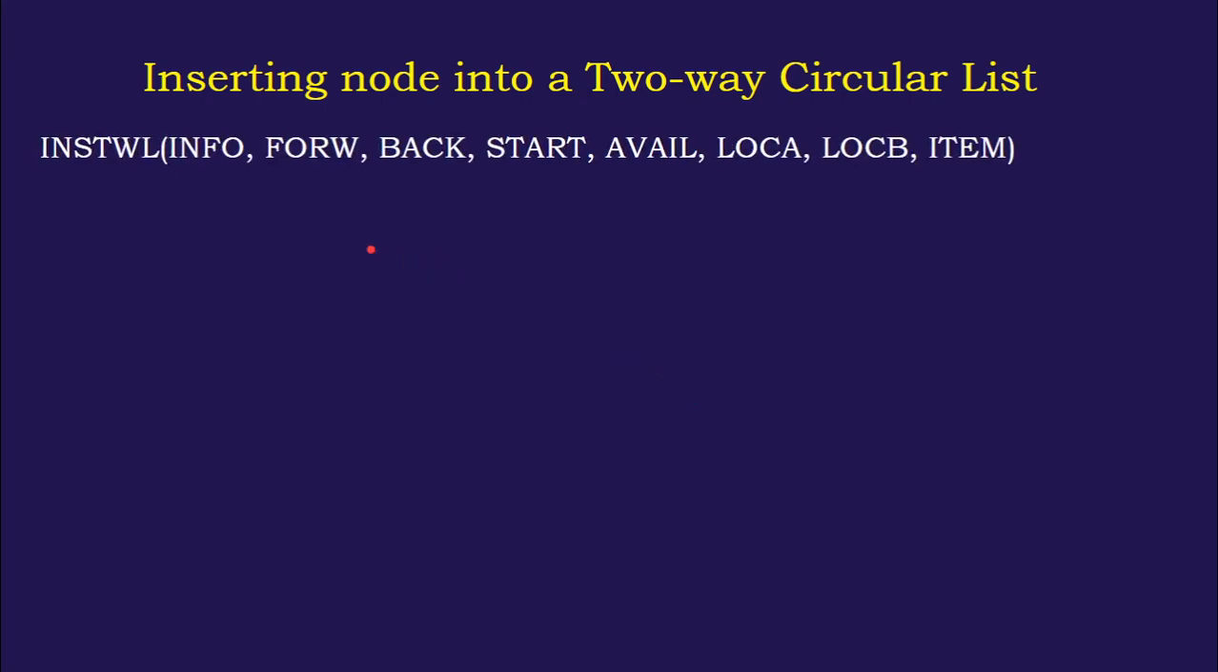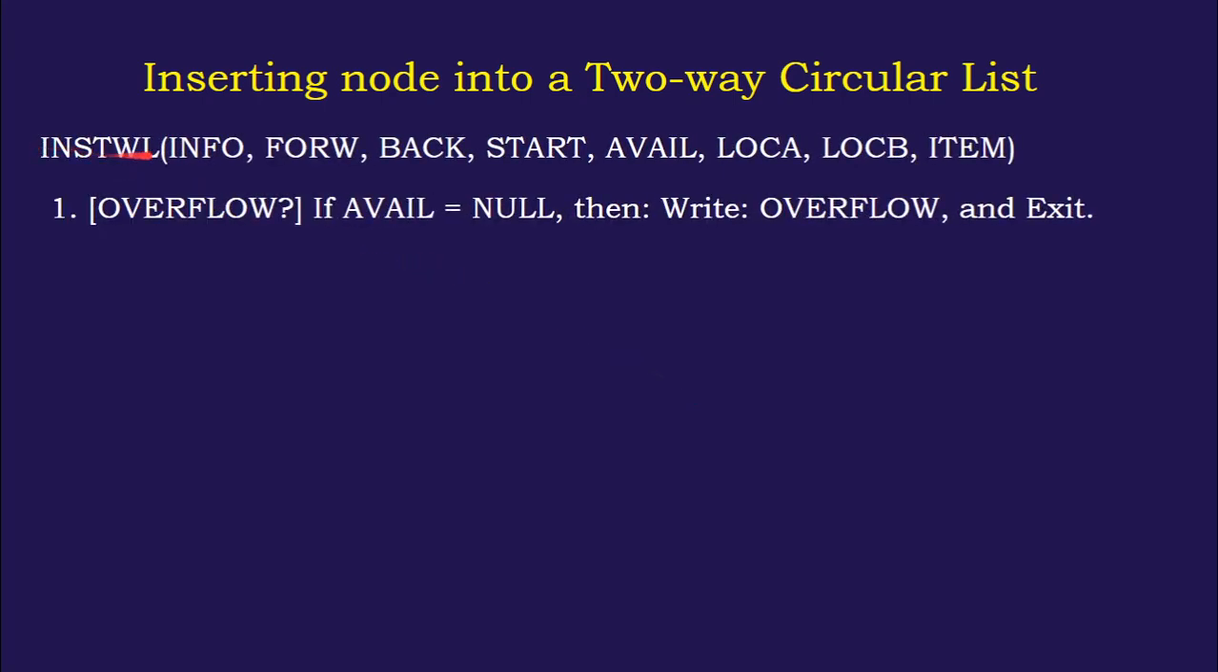So this is represented by the algorithm this way. The insertion within the list, information, forward, backward, start, avail, LOCA, LOCB and item. These are all the parameters of this algorithm. And now first we have to check for overflow. Why we have to check for overflow is, if you want to insert any data, we have to check whether insertion of data will create an overflow in the list. If avail is equal to null, then write overflow and exit. That means if the available memory space is not there, that means if it is null, we cannot insert a data. So it is an overflow and we have to write overflow and exit.